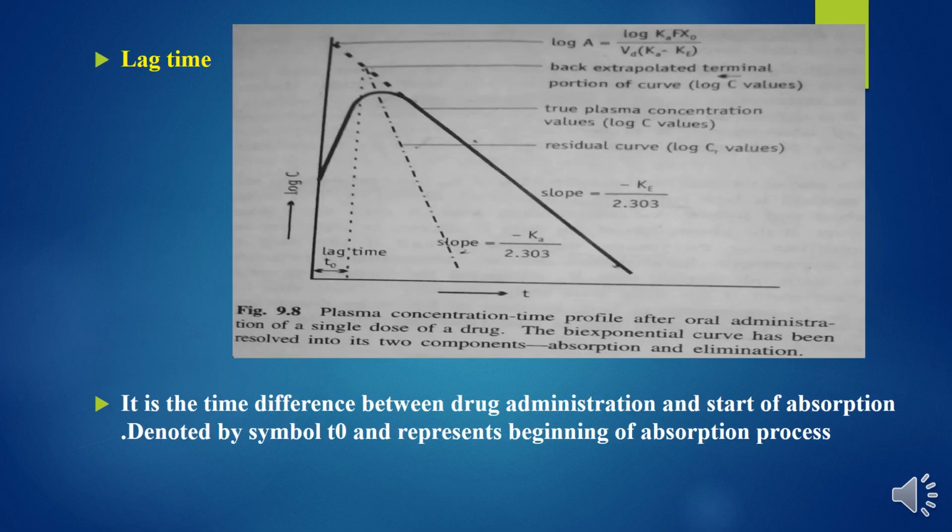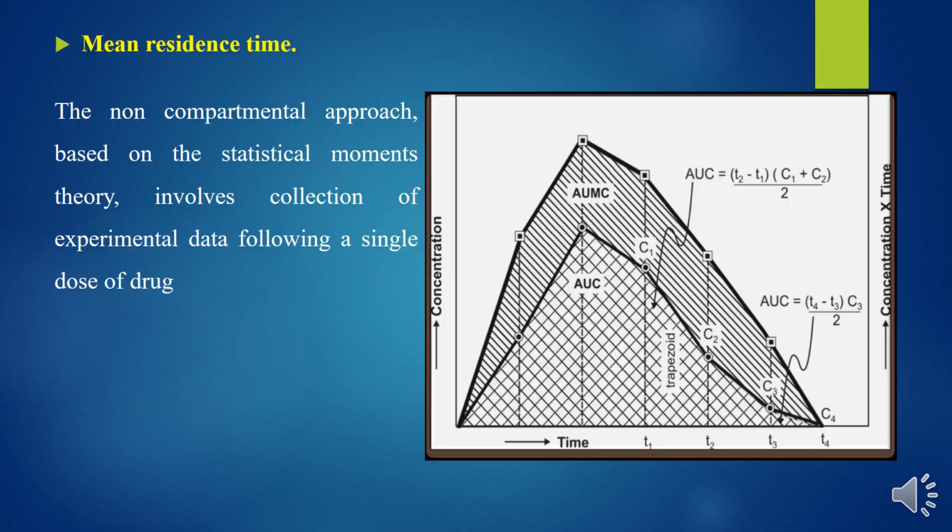The next term is lag time. We can see this concept if we administer a single oral dose of a drug. We can see a bi-exponential curve like this, and we can see the lag time here. Lag time means the time difference between drug administration and the start of absorption. Normally we represent this lag time with t0, and it represents the beginning of the absorption process.